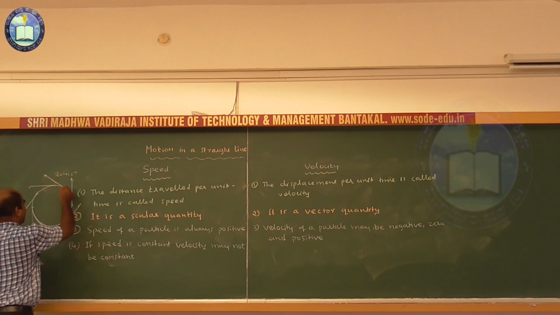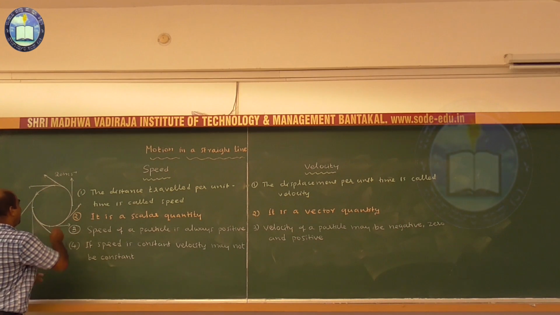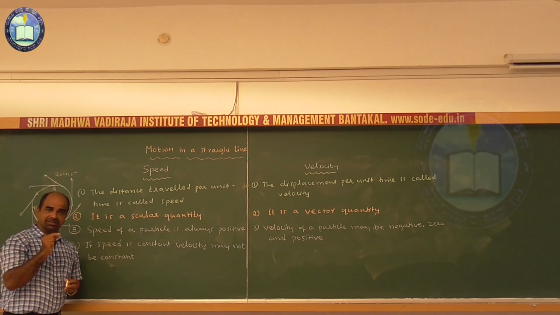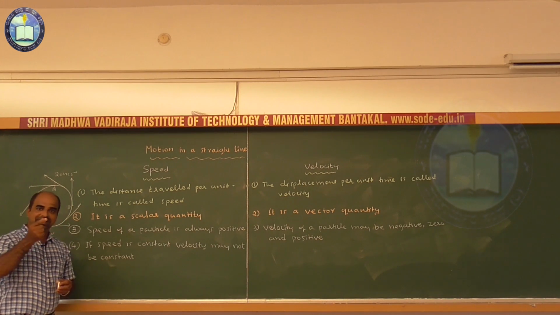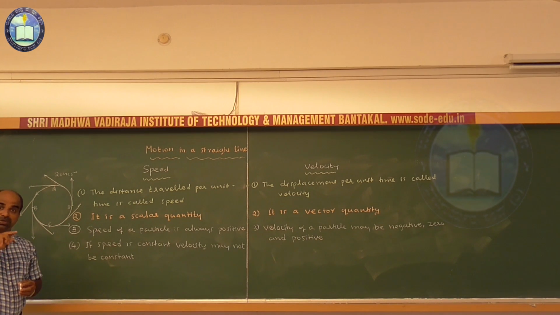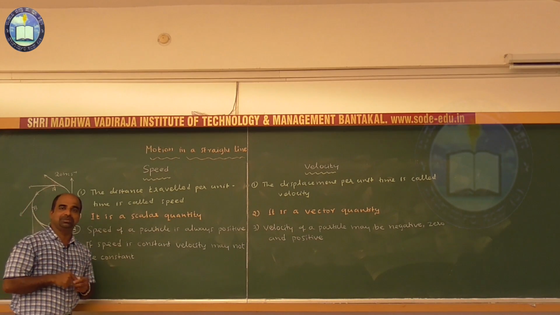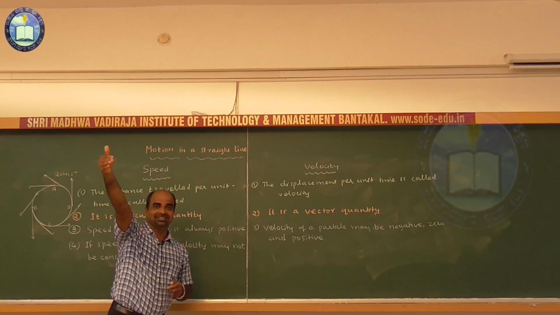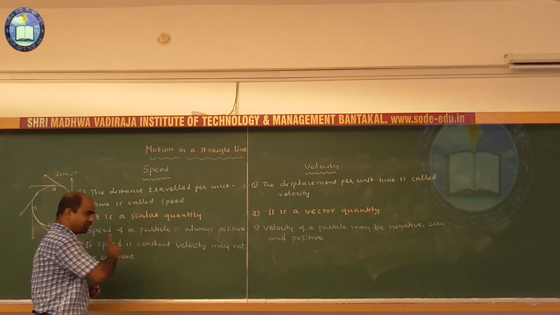See, when a particle moves along a circular path with speed 20 meters per second, at any position in its path, say A, B, C, D, the speed is 20 meters per second. That means the magnitude of the velocity is 20 meters per second. But the direction continuously changes. When the direction of the velocity changes, the velocity of the body is said to be non-uniform. Got the idea? If the speed is constant, velocity may not be constant.